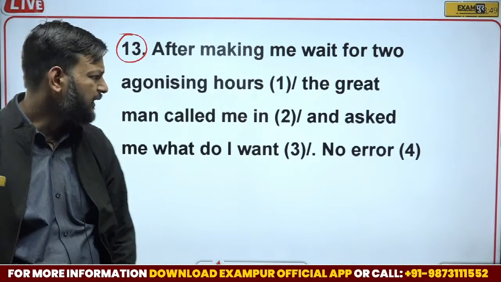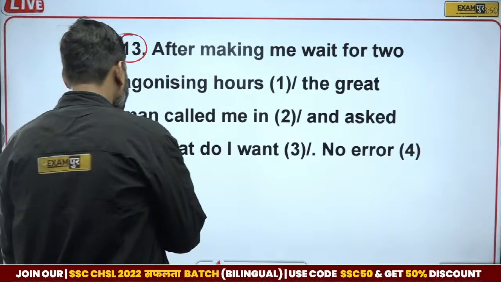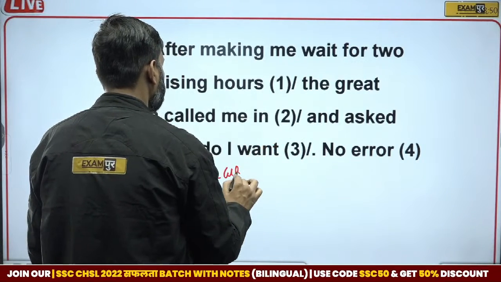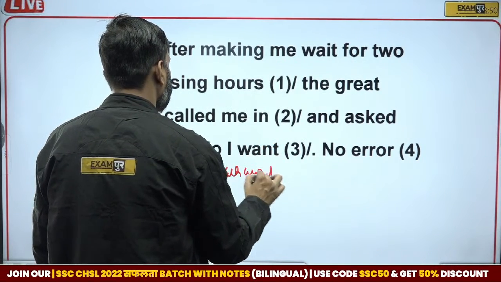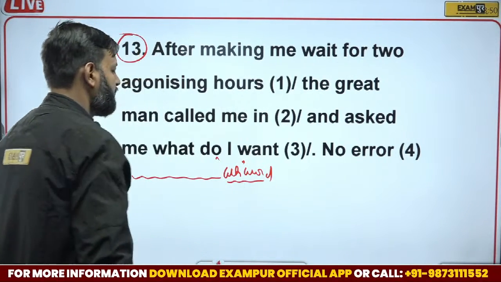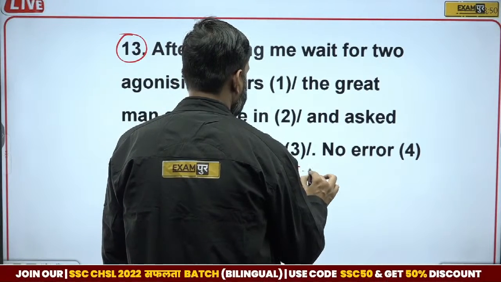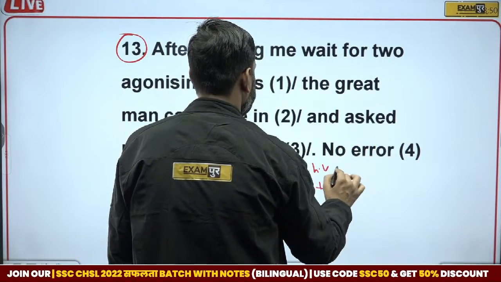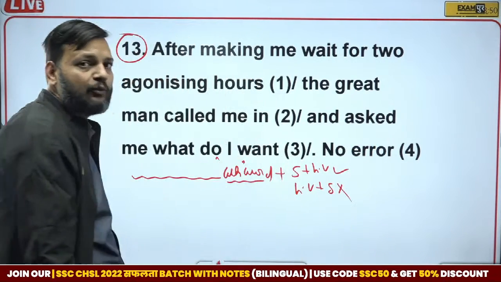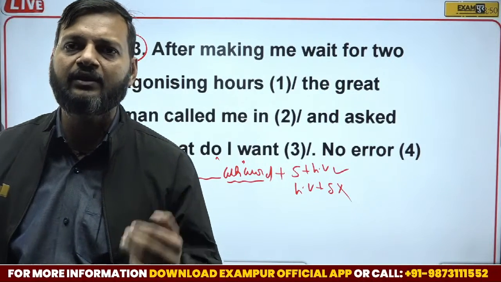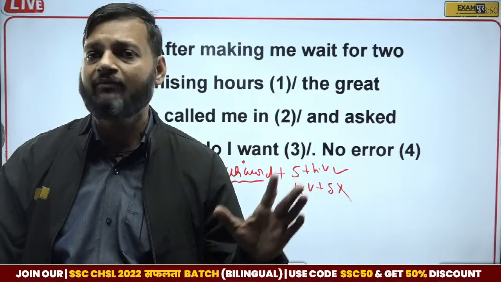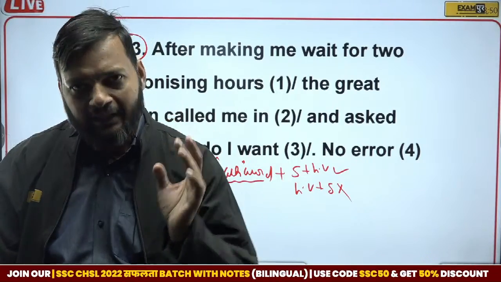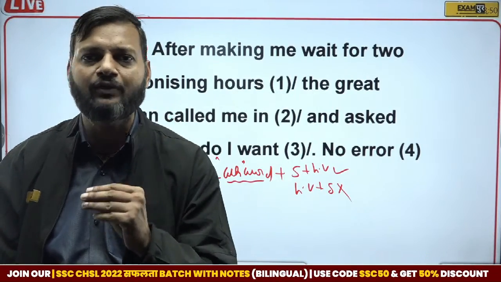See, whenever we use a WH word in between, it should be followed by subject plus helping verb, not helping verb plus subject. A WH word when used in the middle of a sentence is followed by subject plus helping verb, because such sentences are indirect sentences, and in indirect sentences we cannot use helping verb plus subject.